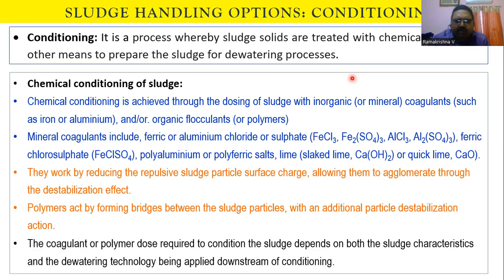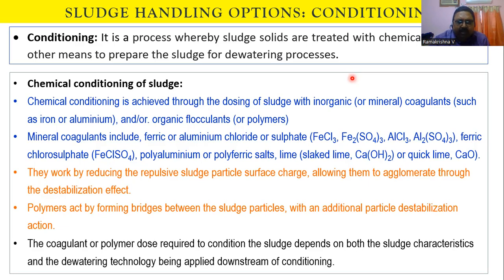Organic polymers act by forming bridges between the sludge particles, with an additional particle destabilization action. The coagulant or polymer dose required to condition the sludge depends on both the sludge characteristics and the dewatering technology applied downstream of conditioning. So conditioning is only a preliminary approach before the sludge is sent through subsequent stages like flash drying or incineration or other processes.